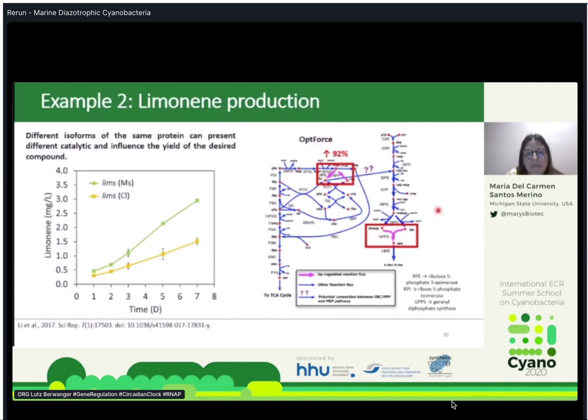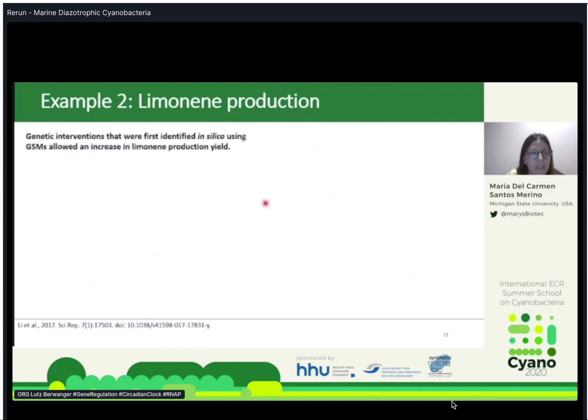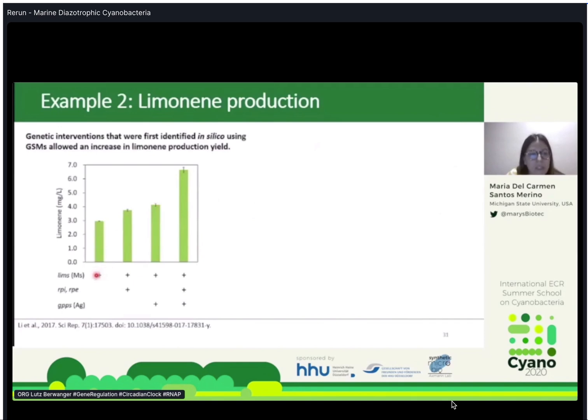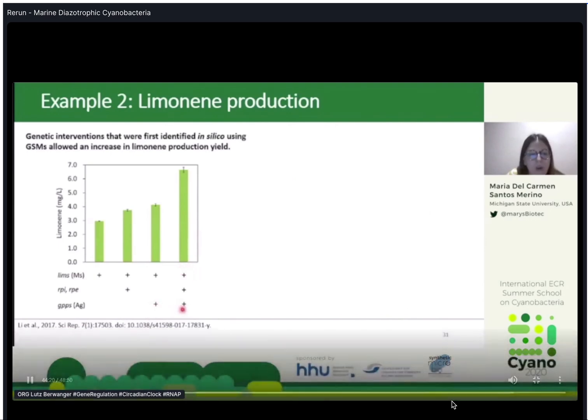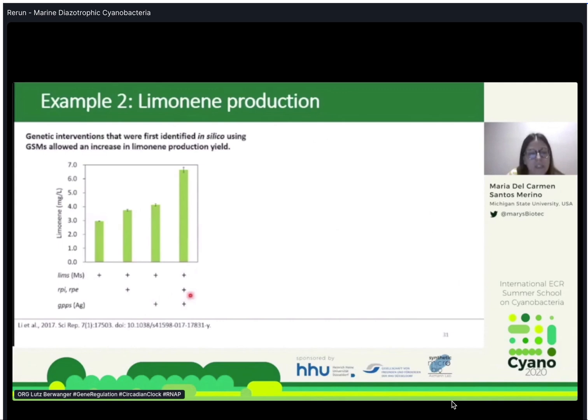Once they identified these modifications in silico, the authors decided to test them in vivo. As you can see here, they always compare with the original strain, only expressing limonene synthase. When they overexpress RPAI and RPAE, the limonene production increases. The same happens with GPPS alone, and when they combine all the modifications in the same strain, the levels increase very highly.